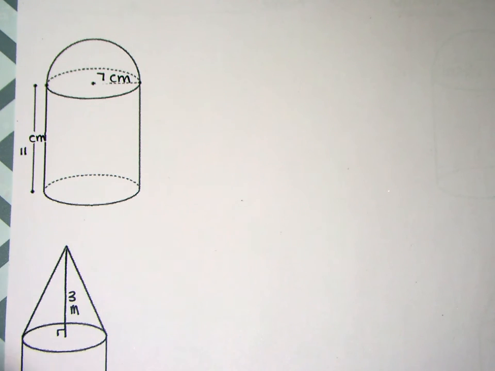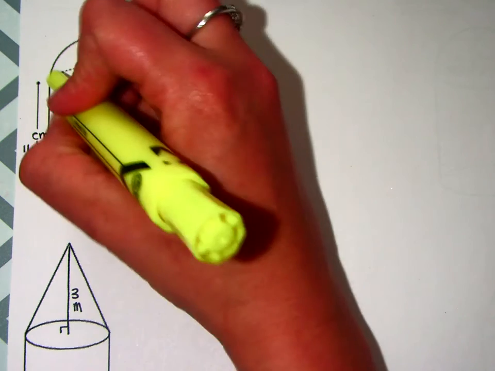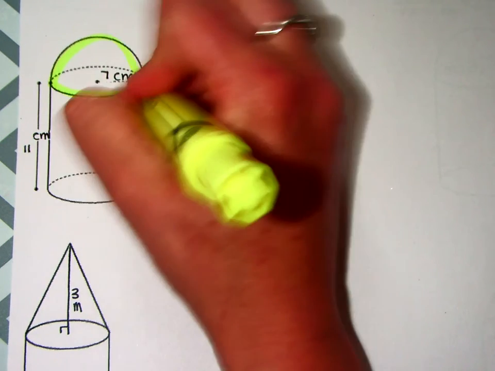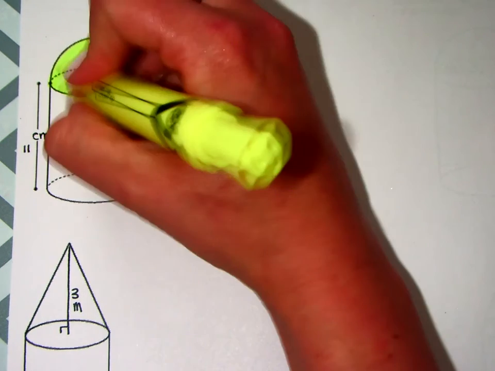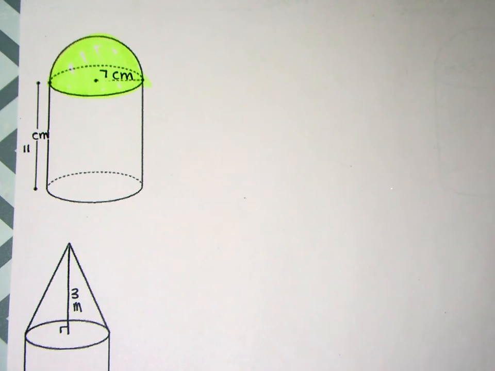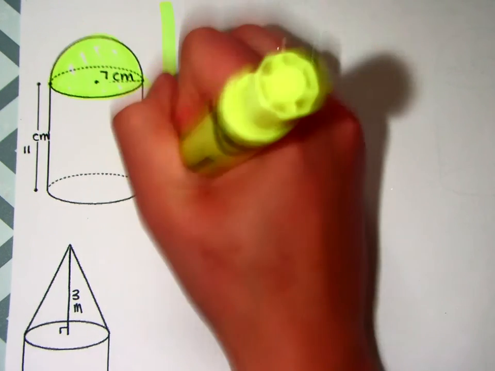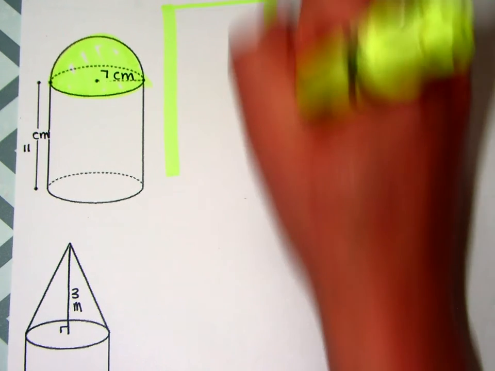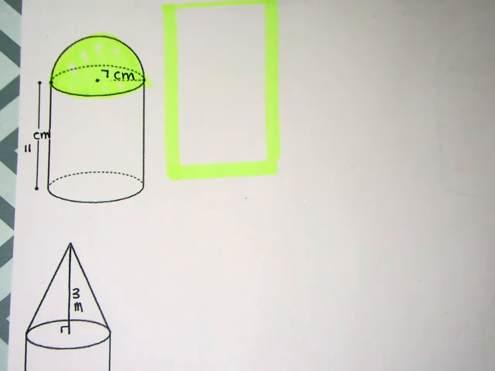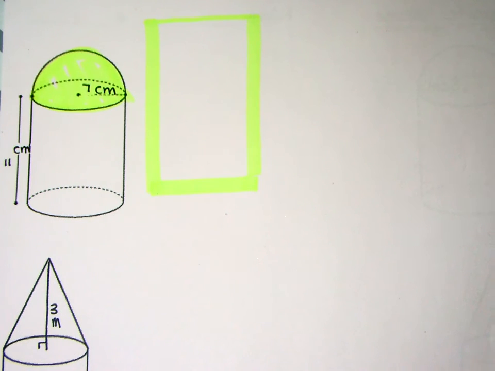The easiest way I know how to do this is to focus on one shape at a time. So I'm going to focus on this top shape. Okay, I've got my top shape here. It is not a cylinder, oh my goodness, it is a sphere. I'm going to do all the math for a sphere in here. All right, let's get started.